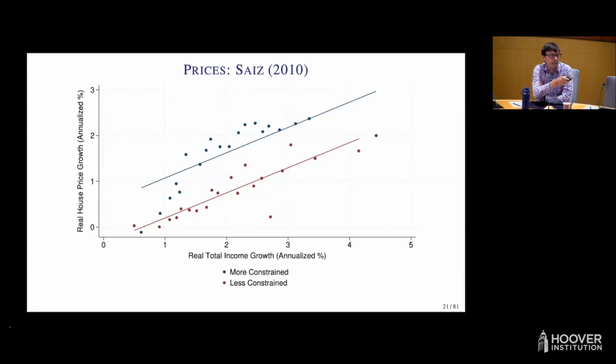And I'll get back to how you can think about that and how you relate that to this view about difference in supply elasticities. But the basic prediction from the standard view is that these slopes should be different. And that's not something we see in the data.